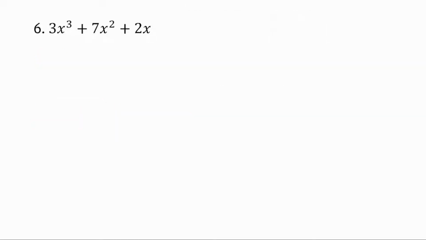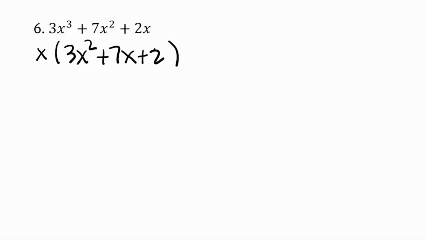And over here we're looking for a greatest common factor, and I think I see it. Yeah, we can factor out an x. So I factor out that x, and I'm left with 3x squared plus 7x plus 2. And then this is a quadratic, so oftentimes these can be factored.